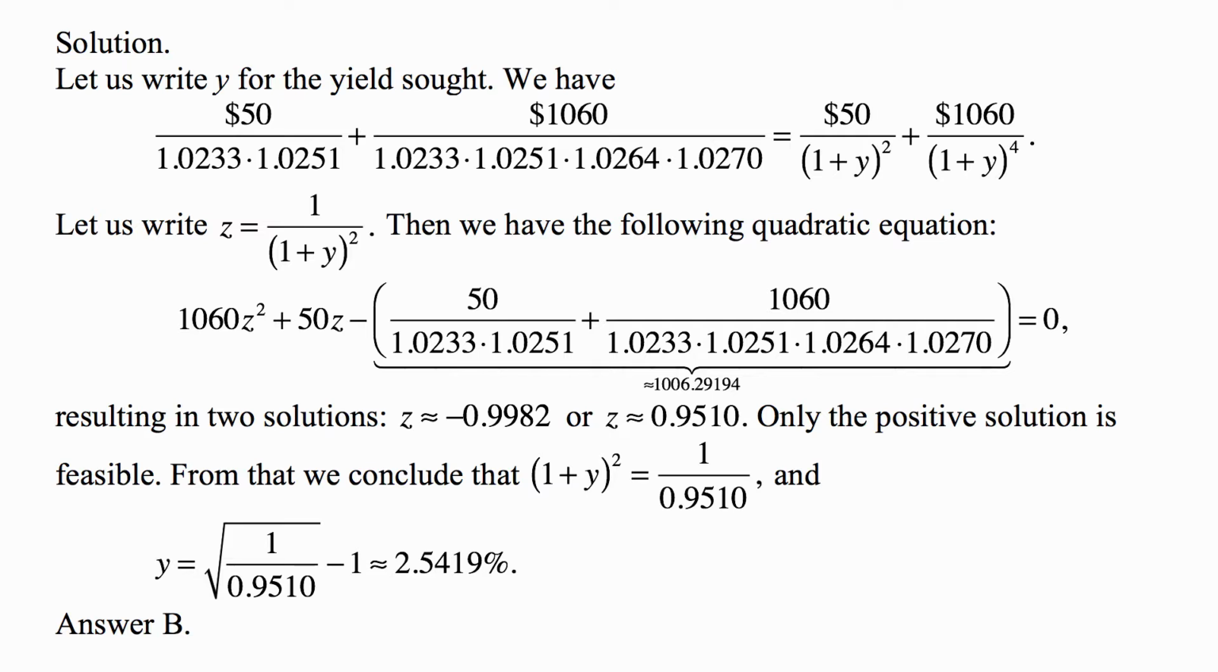Now, only the positive solution is feasible, the only one that makes sense. And from that, we calculate that 1 plus y squared is equal to 1 over 0.9510. And y is equal to, well, how would you solve this for y? You would take the square root of both sides and then subtract 1. So y is equal to square root of 1 over 0.9510 minus 1, and that's approximately 2.5419%, which is answer B.